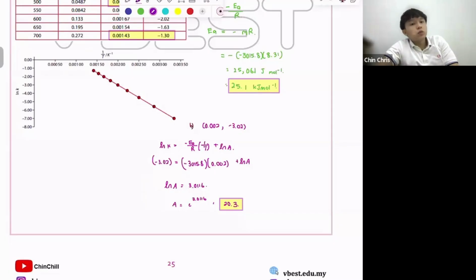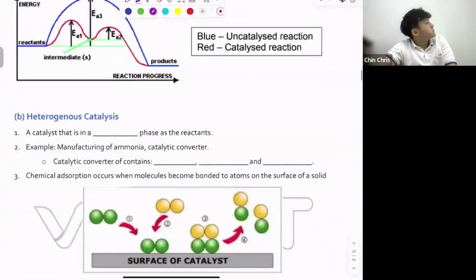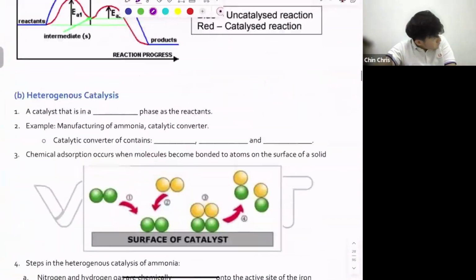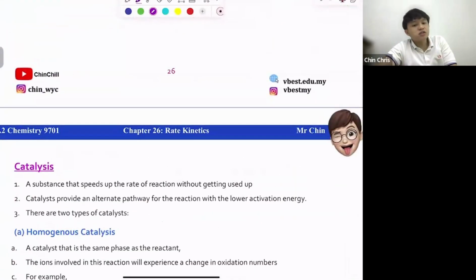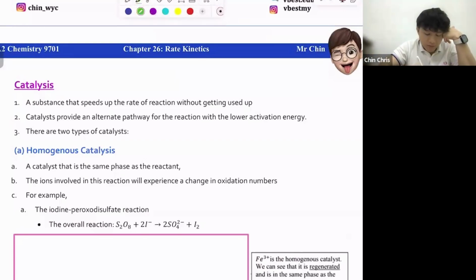Alright, guys, once done, let's move on. Okay, this is the last part already. So guys, we have catalysis again. What's catalysis? It's just catalyst, basically. So guys, we have different types of catalysis. We have homogeneous catalysis. What is homogeneous again? Same physical state, right? Same phase, right?